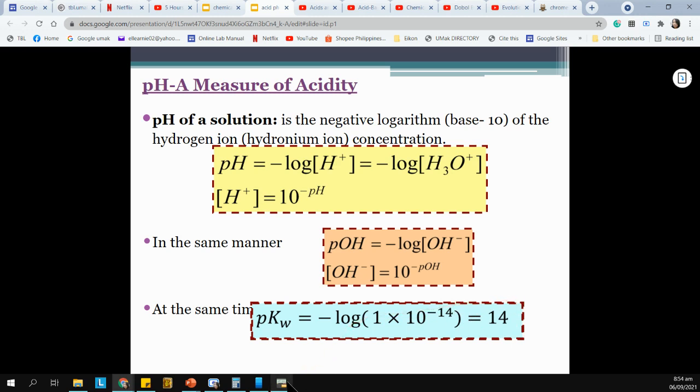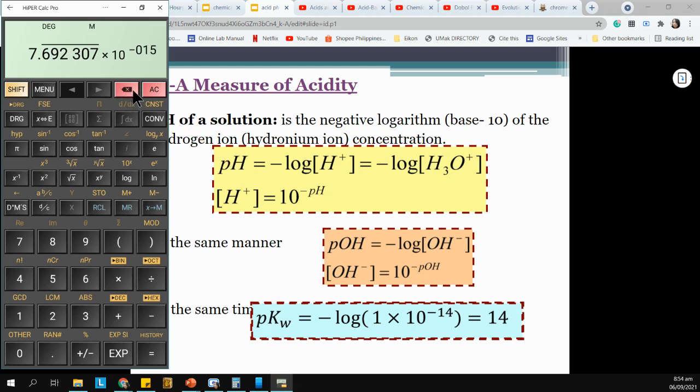So given our example earlier, on the calculator this is what you will use: the inverse log. Here is our value, let's take the log of it. There, it's 14. Then, if you're going for the hydrogen concentration, remove the negative. This is what you'll give me as the answer for pH. Then add the negative, then shift, then log, so it goes back to the original. So let's say our value is 14.